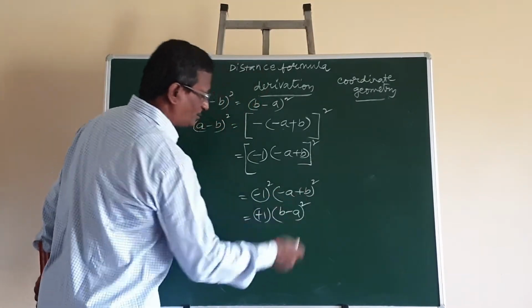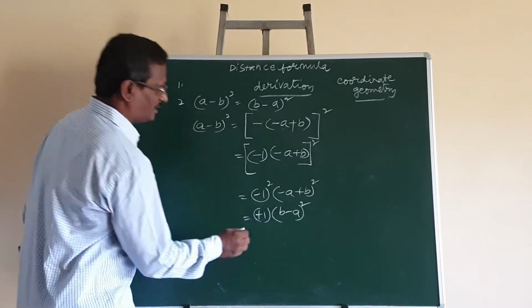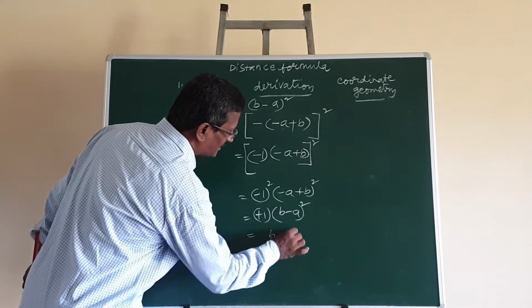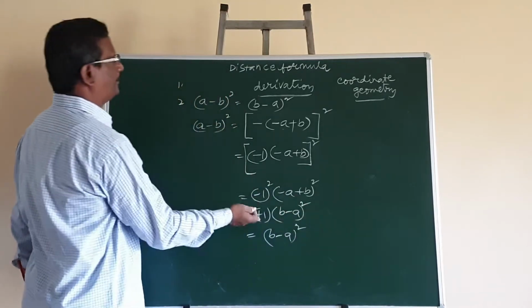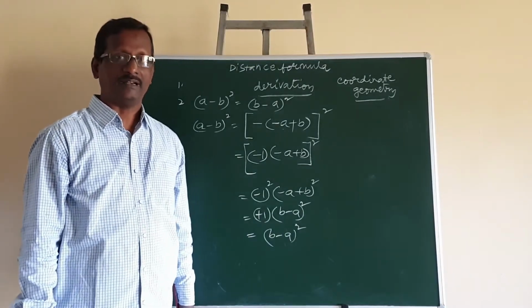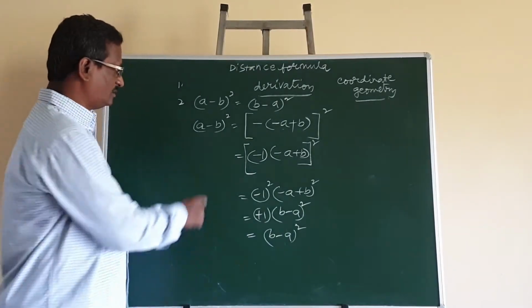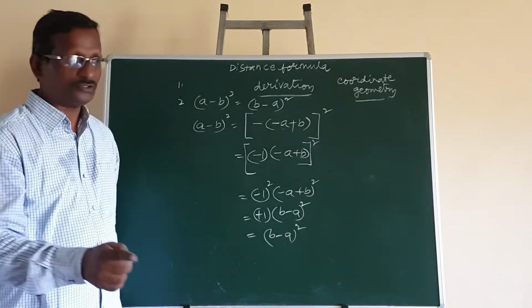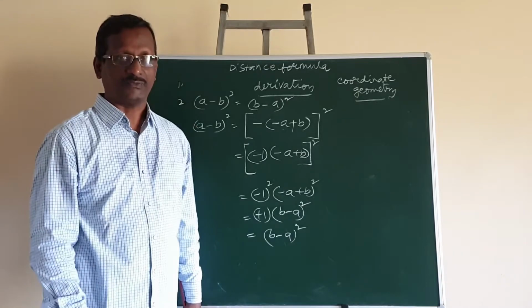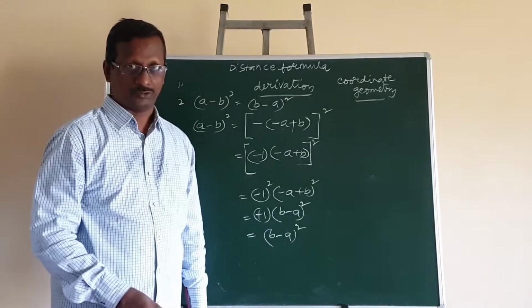This is 1 into something, which is the same, that is 1 into b minus a whole square is equal to b minus a whole square. So this way we can prove a minus b whole square and b minus a whole square are equal. It is needed because this knowledge we will use in the distance formula. There is a flexibility in the distance formula where we have to use it.